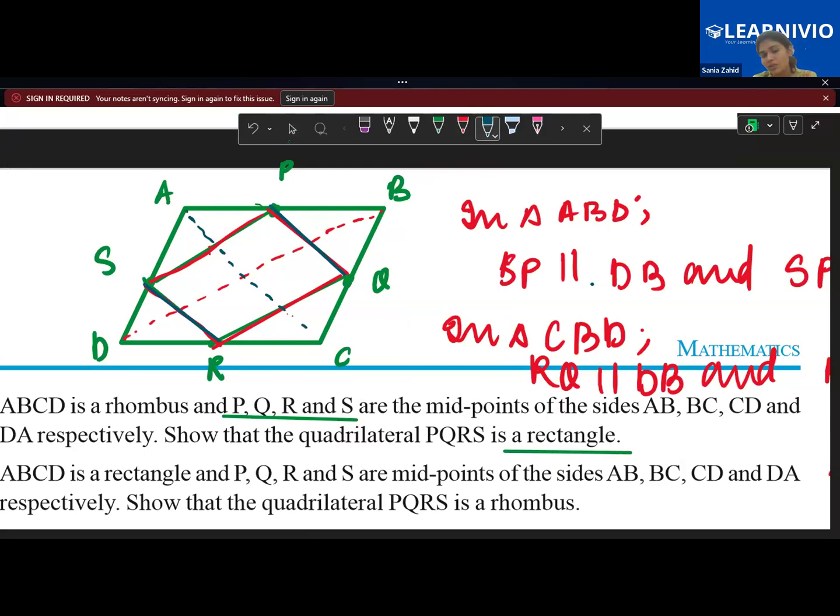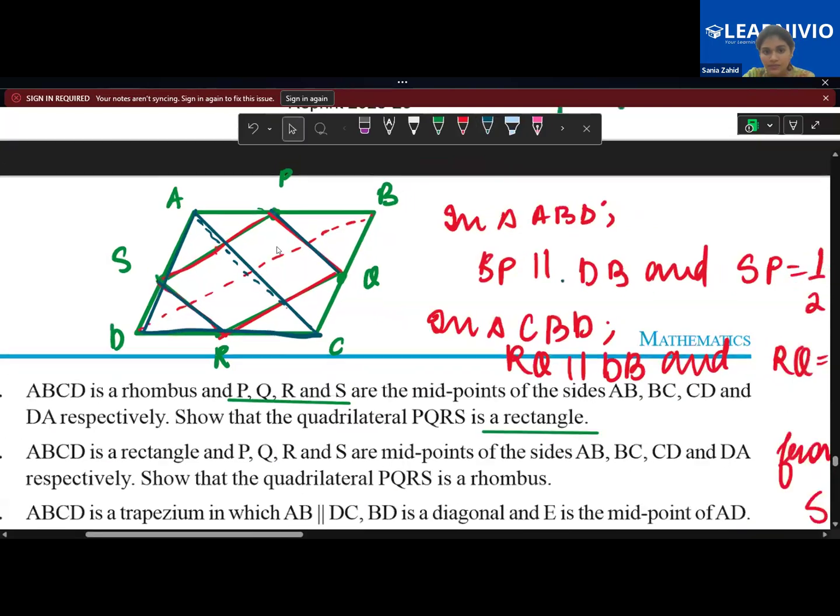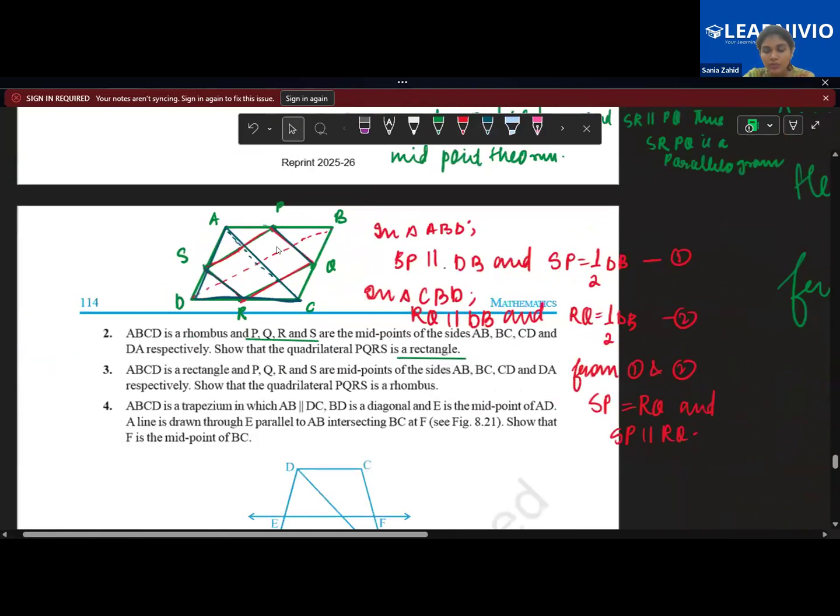Very good. If I do this construction, this blue line, if I take this diagonal, which triangles will I take? I will take this triangle and the other triangle. Children, try this proof on your own and prove the second point on your own. First of all, copy the first point and then try the second point.